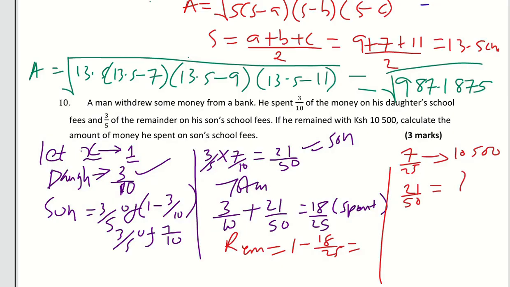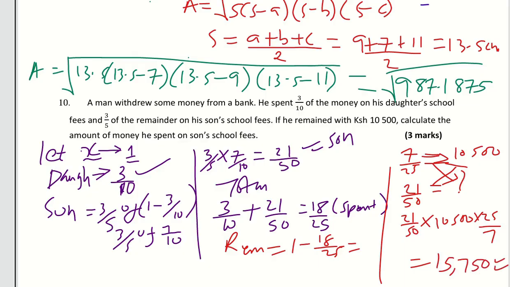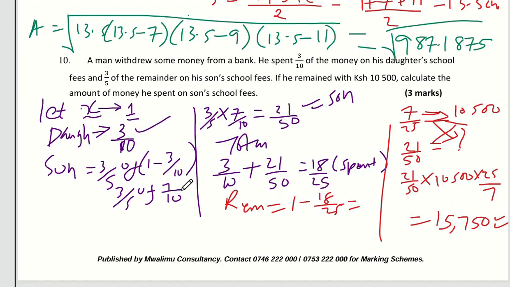So you cross multiply. So 21 all over 50 multiplied by 10,500, then divided by 7 all over 25, which is the same as multiplied by the reciprocal, 25 all over 7. So you get 21 times 10,500 times 25 divided by 50 divided by 7. You get 15,750 Kenya shillings. So this was the amount of money spent on the son. Again, feel free to pause and leave a comment.